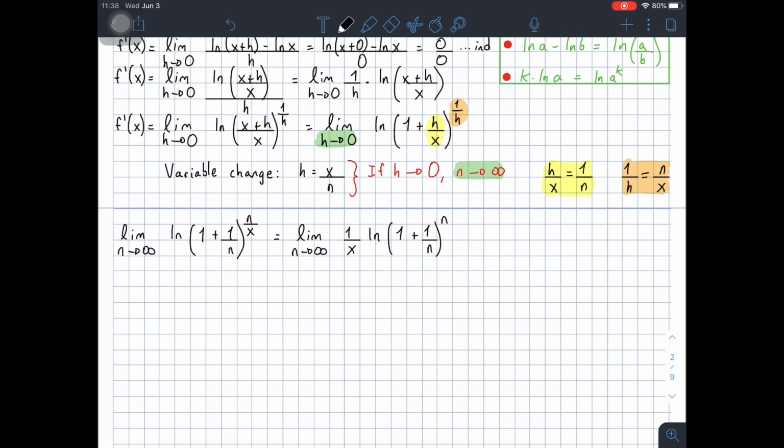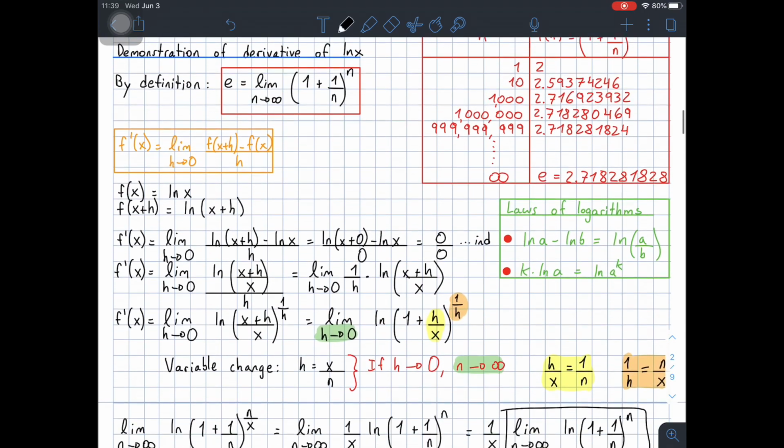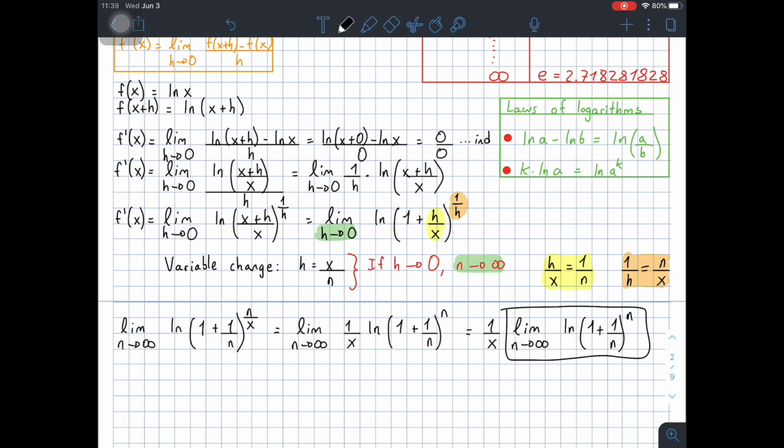So this is the same as saying 1 over x times the limit when n approaches infinity of the natural logarithm of (1 plus 1 divided by n) to the power of n. And we know that by definition, this expression, without the natural logarithm, if we take it to the limit where n approaches infinity, is equal to e.